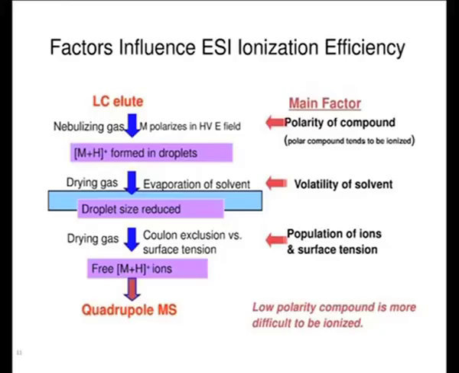Then the drying gas is used for evaporation of the solvent. Because of that, the droplet size will reduce, and then there is a competition between the Coulombic force of repulsion and surface tension, and then there is formation of free ions, and they enter the mass spectrometer.